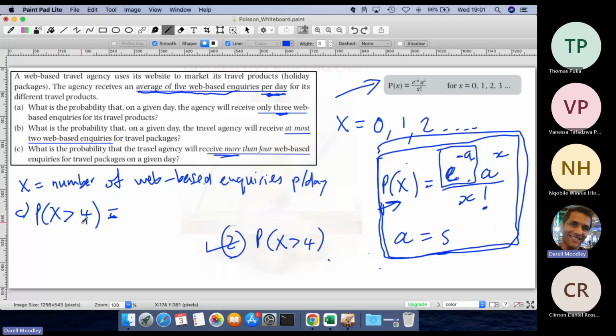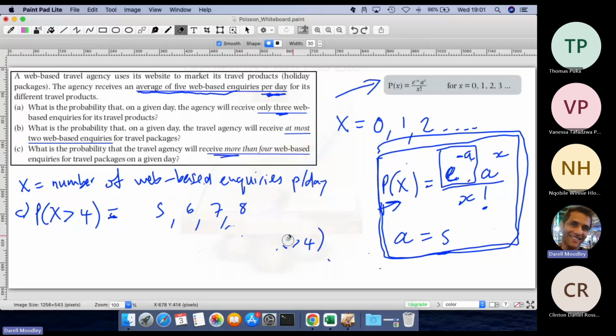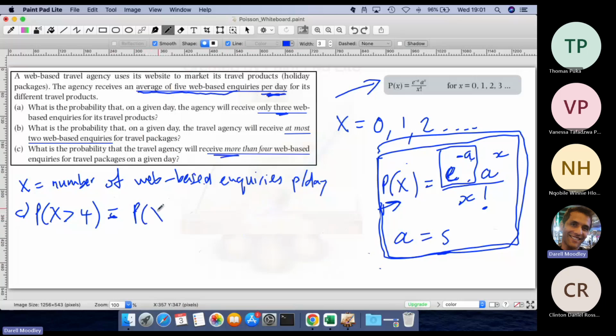In the same way, when I say greater than 4, that means it can be 5, it can be 6, it can be 7, 8, but it cannot be 4. You need to understand it. It doesn't include 4. So in other words, what this question is asking me to work out is the probability of X equal to 5, because you don't include 4, plus the probability of X equals 6, plus the probability of X equals 7.